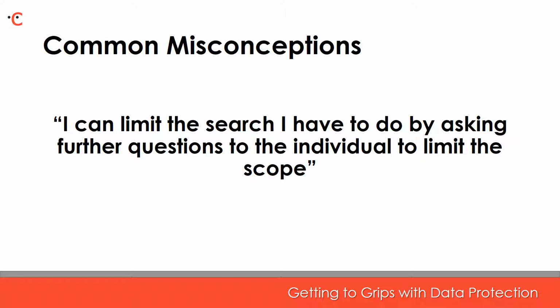Secondly, I can limit the search I have to do by asking further questions to the individual to limit the scope. Although organisations frequently do this, technically, a request for further information should not be used to limit the amount of data searched for. While further questions from the organisation may be useful, as they give organisations an idea of where to search and what's being looked for by the individual, even if the request points to a specific date range, the response should not just contain information within this limited time frame, and the response will need to have all the personal data that the data controller holds.